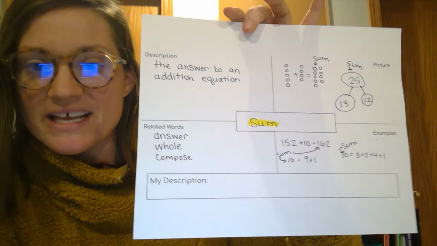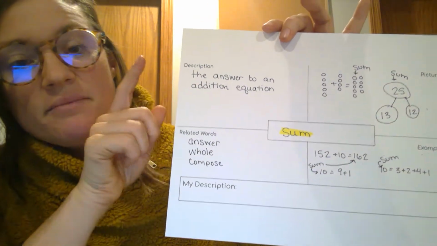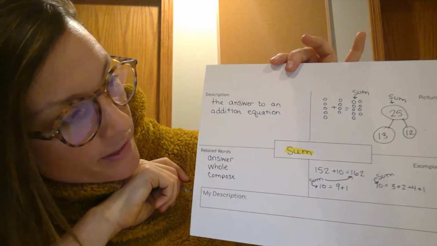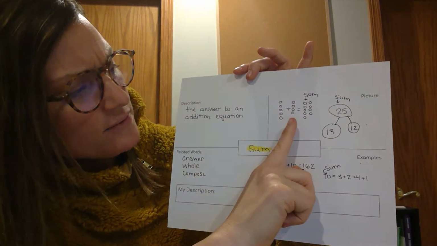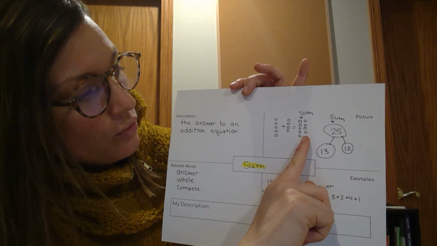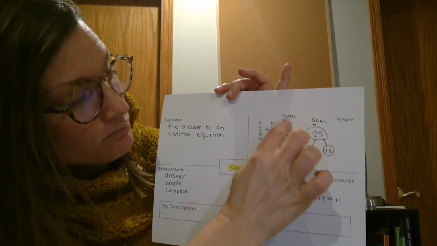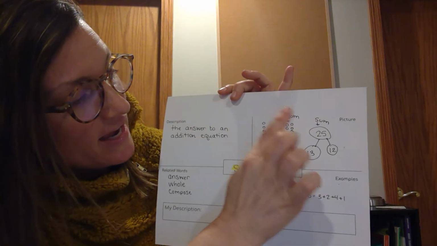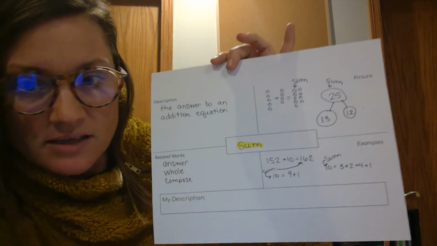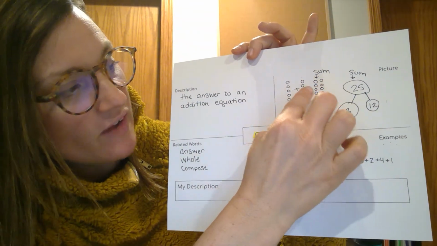The next word is sum. Sum, which is spelled S-U-M, so different than S-O-M-E. So the sum is the answer to an addition equation. What I did was take the same pictures from the other one, but now what they compose into, or the whole, is the sum. So instead of writing these were the addends, I wrote the word sum and did a little arrow. Here's the sum, the 9, when you compose 5 and 4.